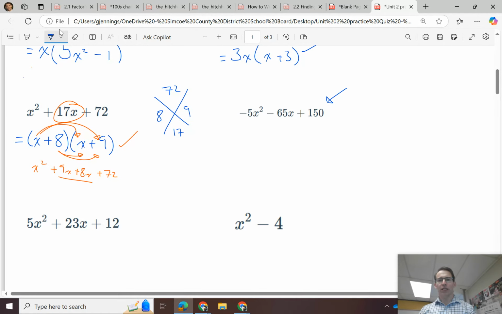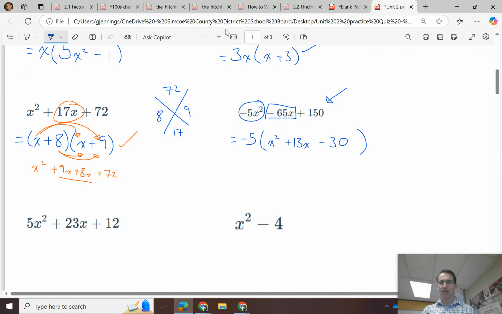Here we go, team. So this one, I noticed that -5 could be a common factor. I would then have the rest of the party still inside the parentheses. -5 times x squared gives me -5x squared. -5 times positive 13x would give me -65x. And -5 times -30 would give me positive 150. So that's factoring out the -5. Notice I keep the -5 out there. I don't just get rid of it.